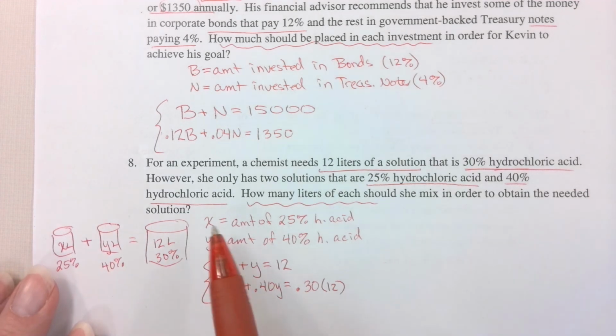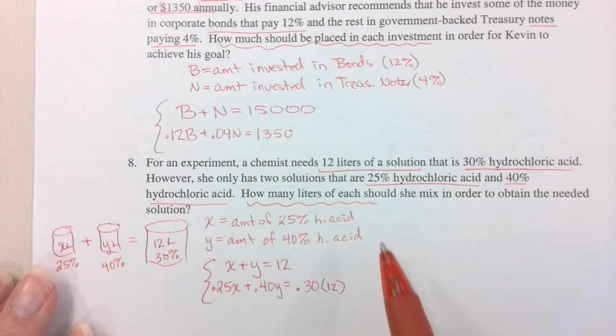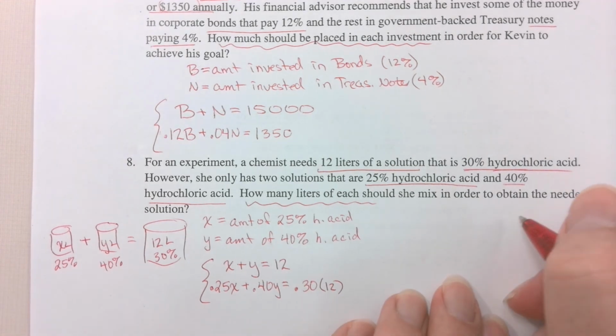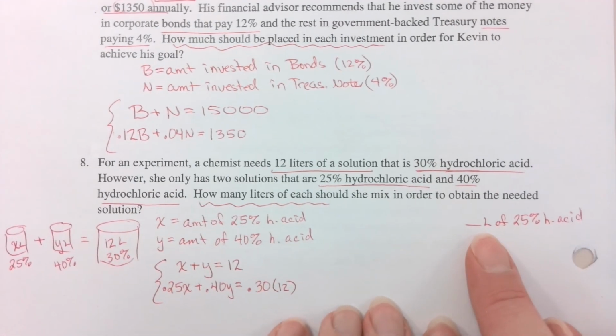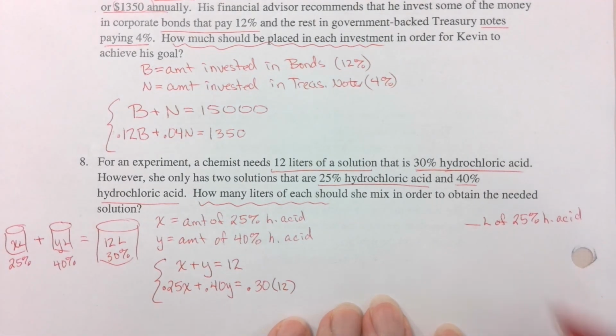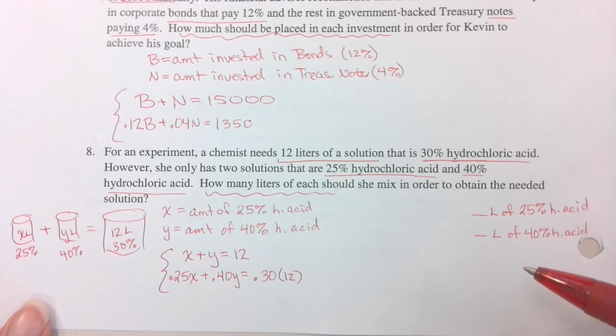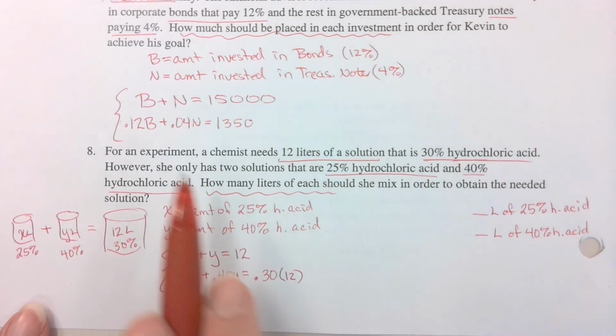For example, whatever you get for this X, you would label it as liters of 25%, liters of 40%. So whatever your answer is, you would say it's blank liters of 25% hydrochloric acid. So there's almost two labels. You're measuring it in liters, and it represents 25% hydrochloric acid. And then you'd have this answer, so many liters of 40% hydrochloric acid. In these word problems with cost, and amount of, and quantity, none of your answers should be negative. So that would be a red flag. Always double check and make sure you're careful with your decimals.